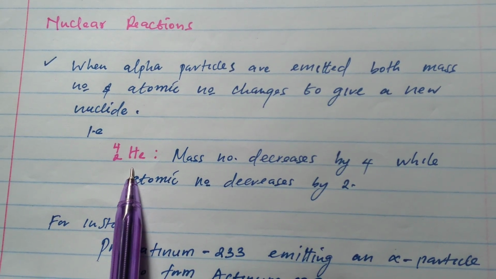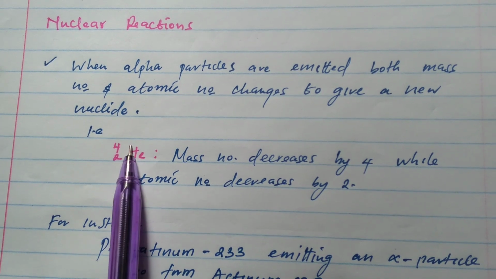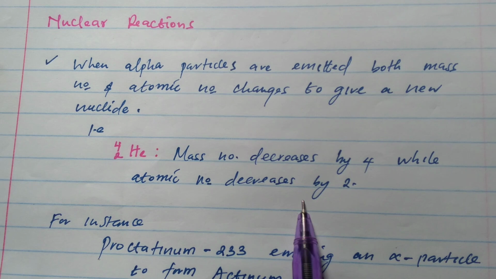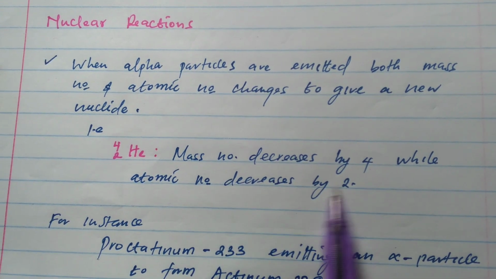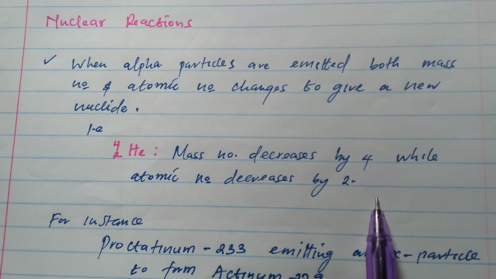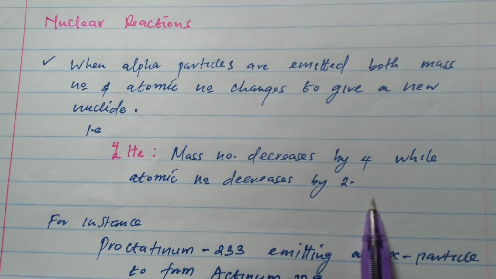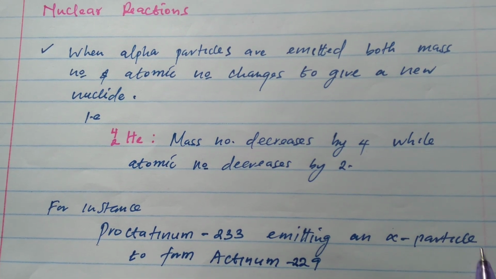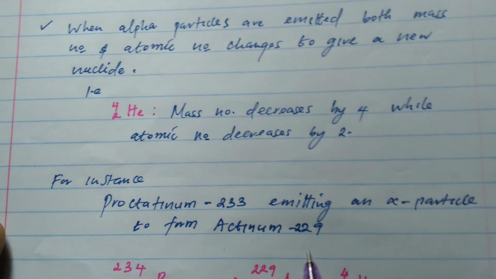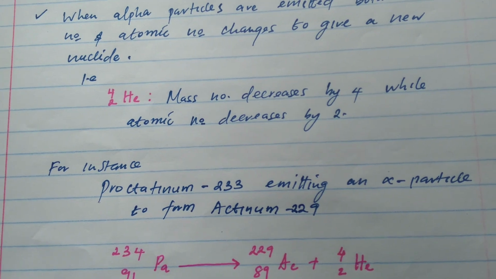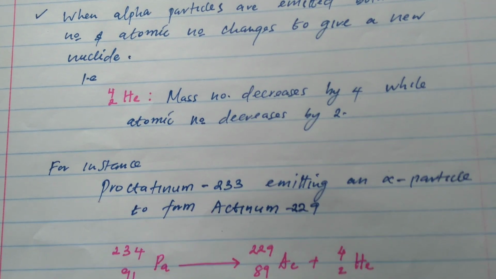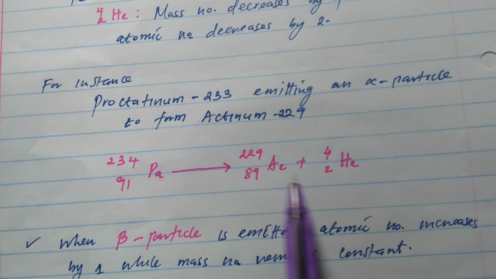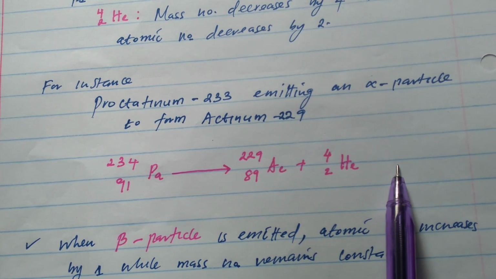It usually releases helium. So the mass number decreases by 4, while the atomic number also decreases by 2. For instance, protactinium with mass number 233 emits an alpha particle to form actinium with 229 as the mass number. This is the equation here. As you can see, it was able to emit helium.